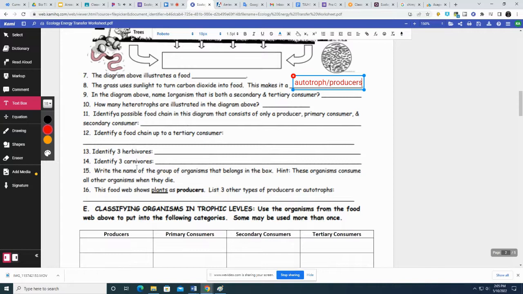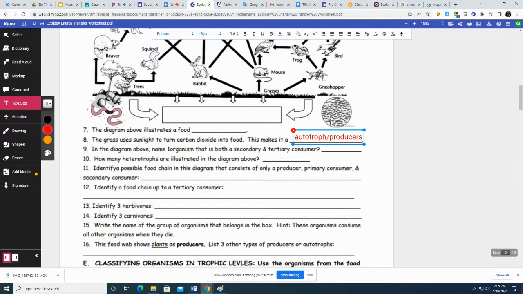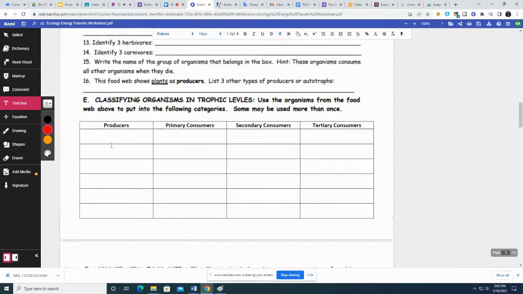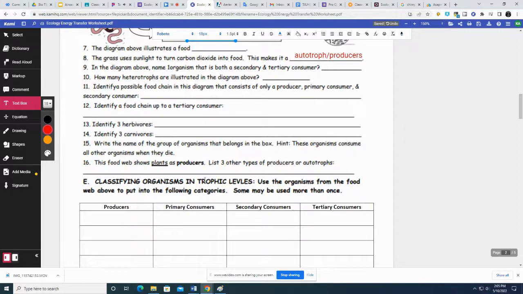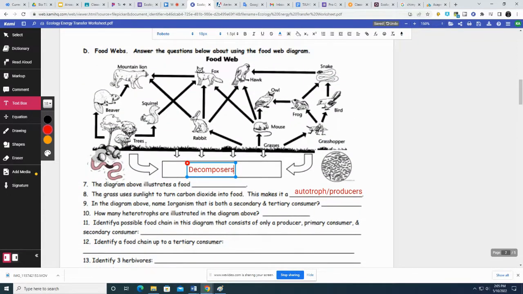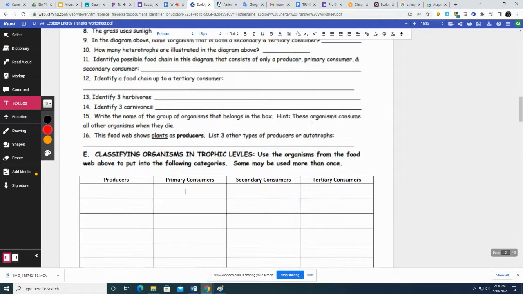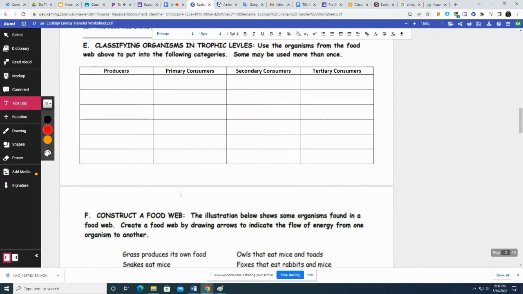Let me see. Was there anything else you'll have trouble with? Write the name of the group of organisms that belong in the box. So that's like the mushrooms, the earthworm, and bacteria here. Those are all decomposers. So put decomposers in the box. All right. So you're going to fill all this in. So producers, you're going to write grass and trees in here. Primary consumers are going to be everything that eats the trees and grasses. So primary consumers, you're going to put squirrel, beaver, rabbit, mouse, grasshopper. Those are going to be the primary consumers that go in here.